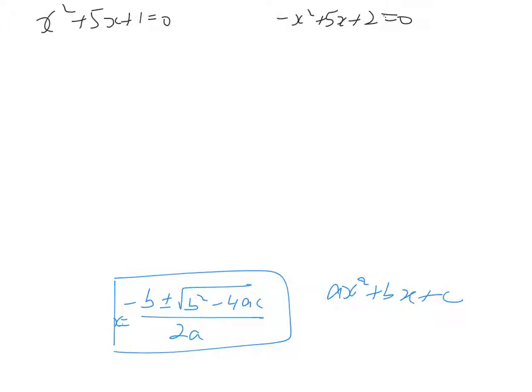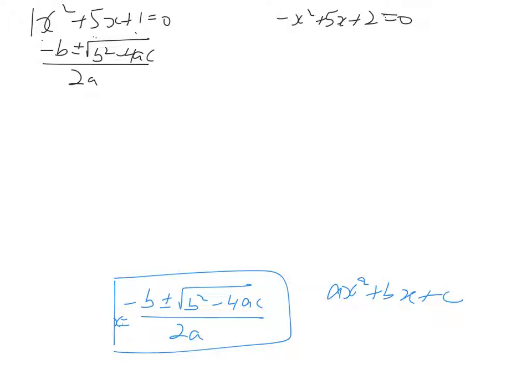So what we're going to do is work out the values of x for both of these here. In this one, we've got x squared plus 5x plus 1. So a is 1, b is 5, and c is 1. We'll write our formula: negative b plus or minus the square root of b squared minus 4ac, over 2a.